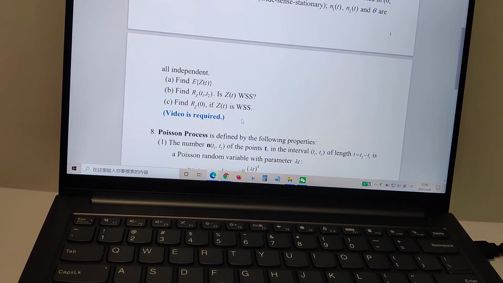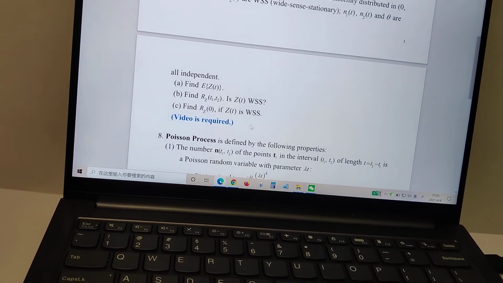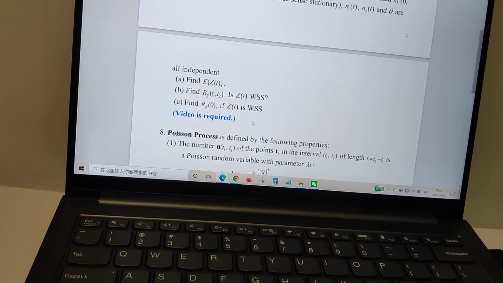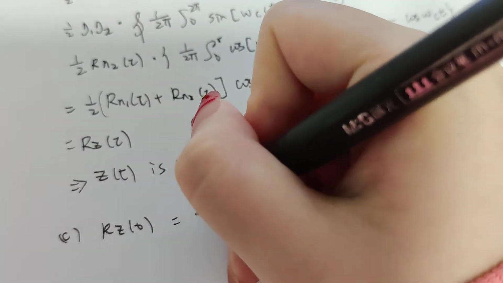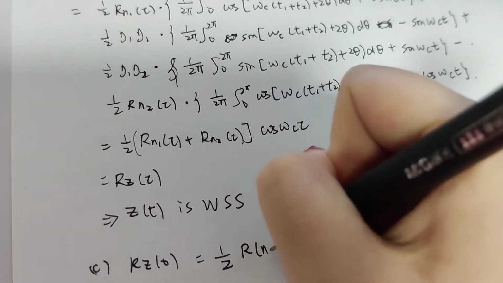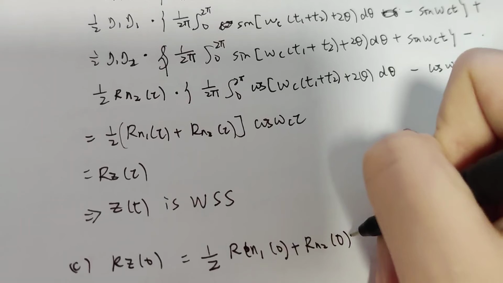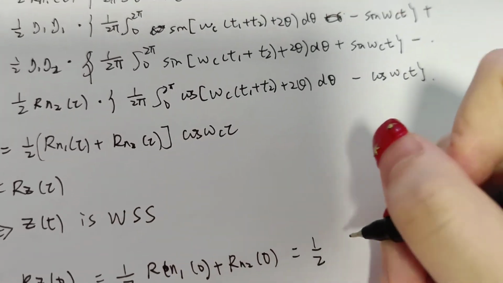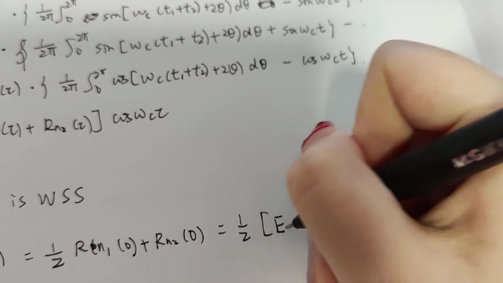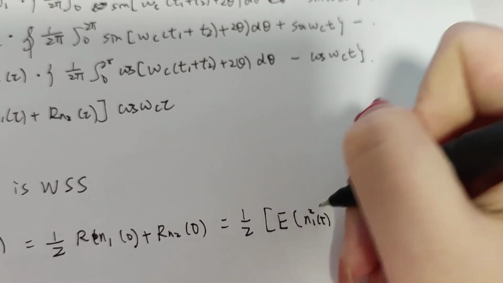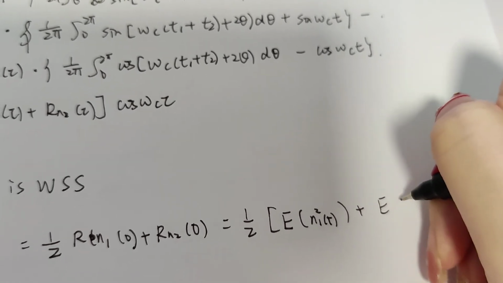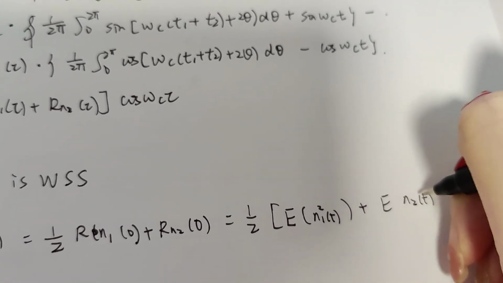Question C. If Z(t) is wide-sense stationary, find R_Z(0). R_Z(0) equals 1/2 (R_N1(0) plus R_N2(0)), which equals 1/2 (the expectation of N1(t) squared plus the expectation of N2(t) squared).